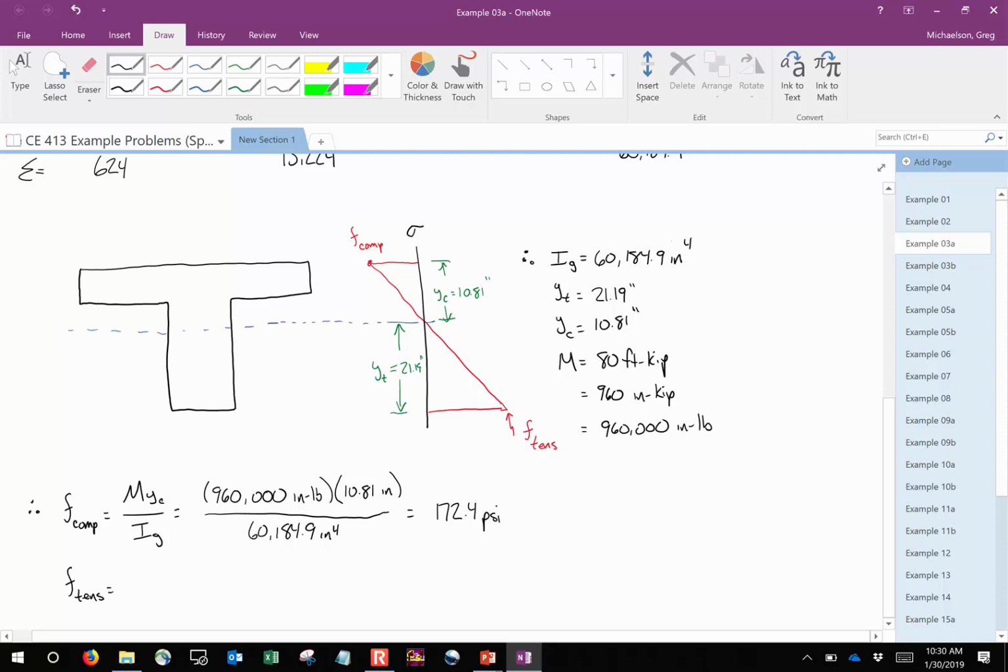Now what about for tension? What's the only thing that's going to change? Use Y sub T instead of Y sub C. So I'm not going to rewrite that formula. And so tell me what that comes out to be. So we'll say 338 psi. And so the problem was asking for the top and bottom extreme fiber stresses under 80 foot kips, and so that would be your answer right here.